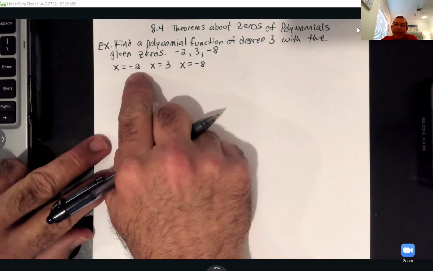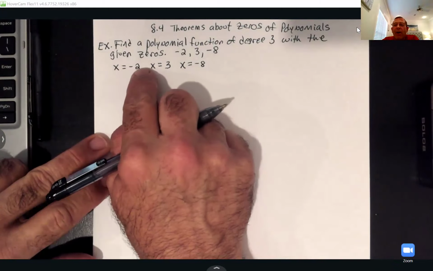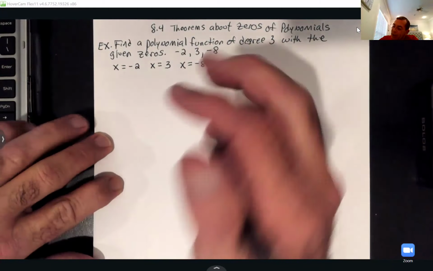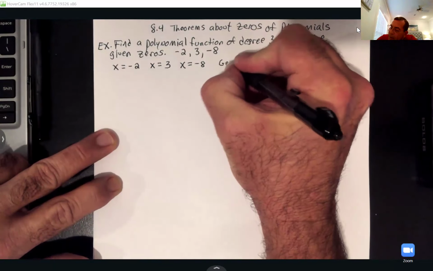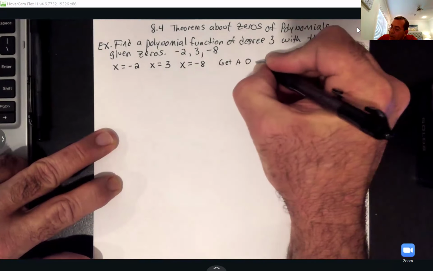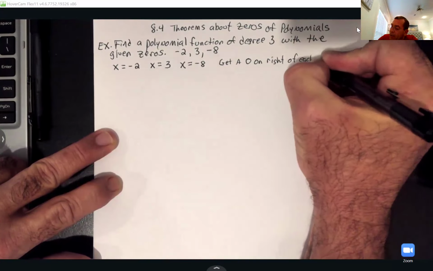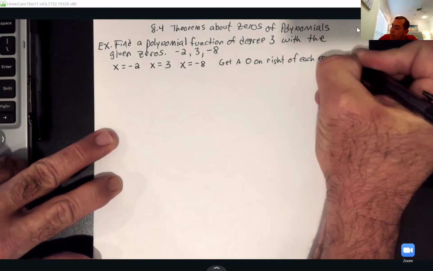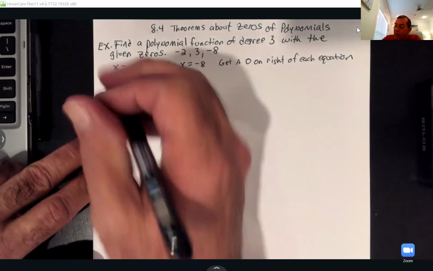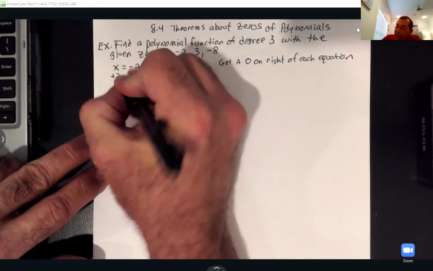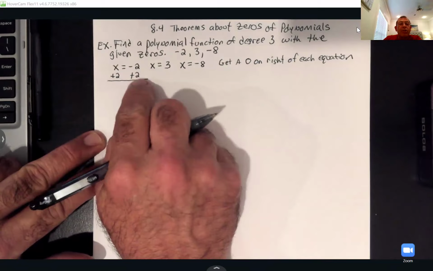Now, if you remember to get to this point, we were moving numbers from one side because we had a 0 on the right side. So what we want to do now is get a 0 on the right side of each equation. Well, if I want a 0 on the right side of this one, I got to add 2 to both sides. So I'm going to come in here and add 2 to both sides. And that gives me an x plus 2 equals 0.